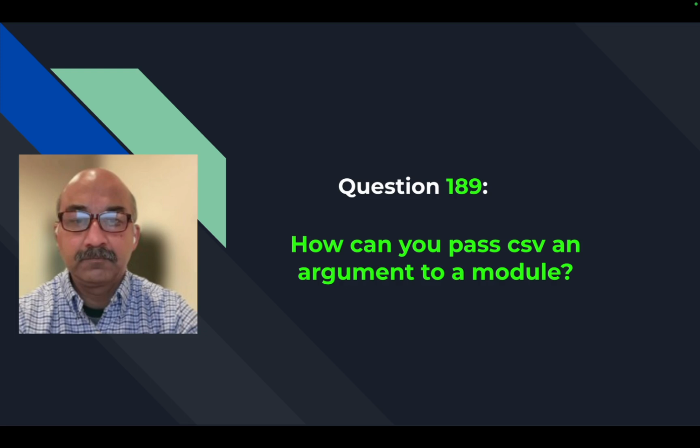Okay, all right. So the question today is, how can you pass a CSV file as an argument to a module? The idea is you have a module that takes in some arguments as an input, right? But that input, you want it to be a CSV file. How can you do that?